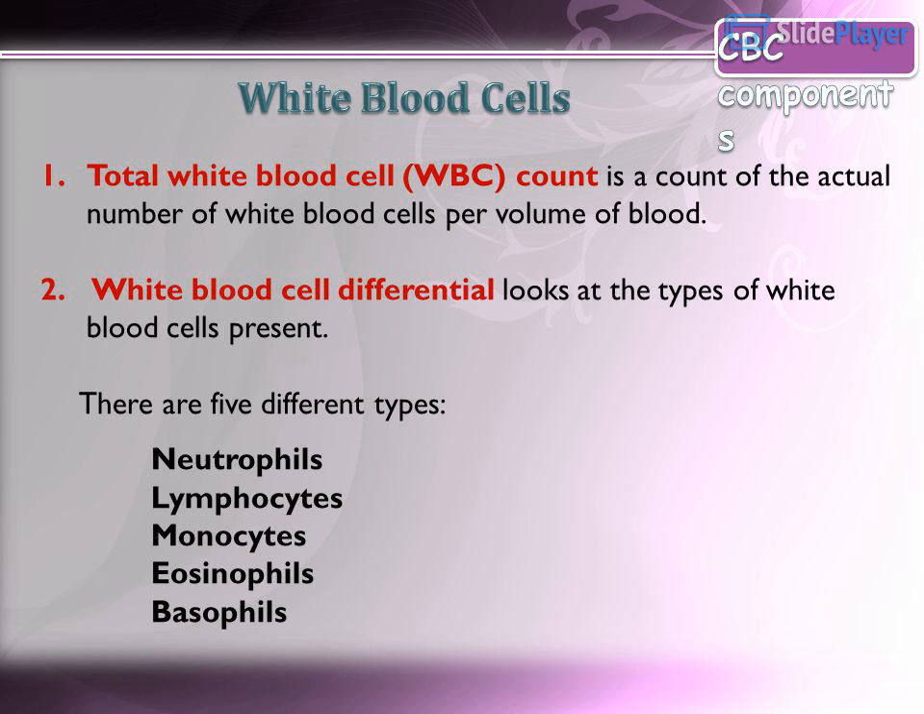White blood cells, CBC components. Total white blood cell, WBC, count is a count of the actual number of white blood cells per volume of blood. White blood cell differential looks at the types of white blood cells present. There are 5 different types: neutrophils, lymphocytes, monocytes, eosinophils, and basophils.